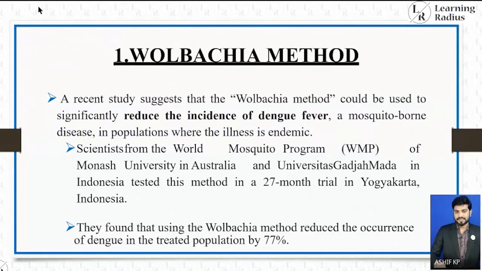A recent study suggests that the Wolbachia method could be used to significantly reduce the incidence of dengue fever, a mosquito-borne disease, in populations where the illness is endemic. Scientists from the World Mosquito Program of Monash University in Australia and Universitas Gadjah Mada in Indonesia tested this method in a 27-month trial in Yogyakarta, Indonesia. So the term Wolbachia is important.